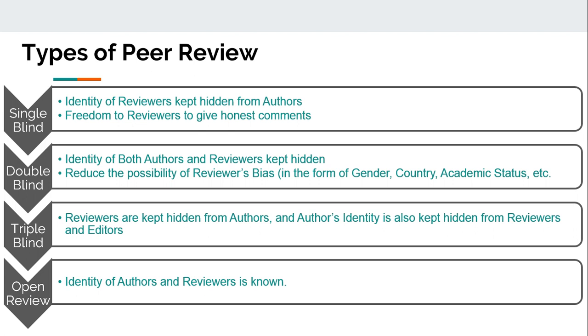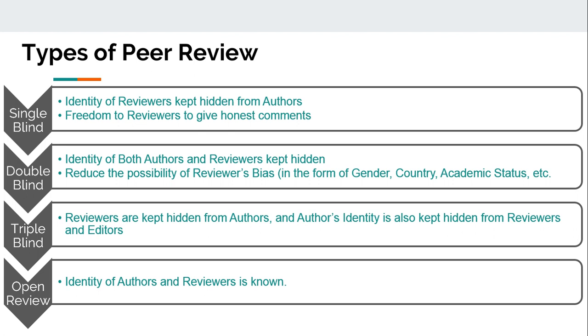And the fourth one, which is a very common or general peer review process, is open review. It means the identity of authors and reviewers is known. In this case, the author knows who is going to review the paper, and the reviewer is also aware of the author of that particular manuscript. So this is all about the four types of peer review: single blind, double blind, triple blind, and open review.